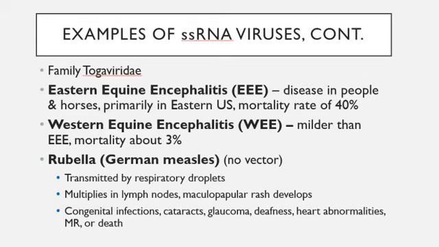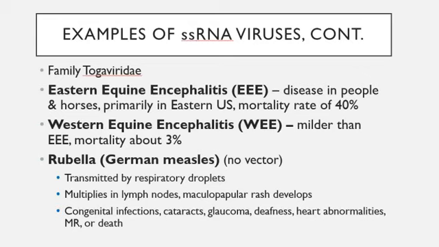More single-strand RNA viruses: Eastern equine encephalitis, or triple E. You can find this one in people, but you mainly hear about it in horses. It's primarily in the eastern U.S. The mortality rate is 40%. Then you have Western equine encephalitis. It's milder than triple E, and the mortality rate is about 3%. The vector for both Eastern and Western equine encephalitis is a mosquito.